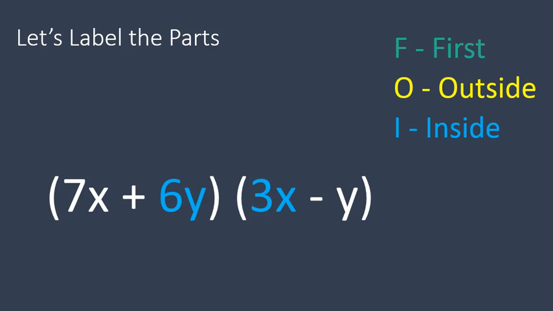To contrast that, we've got the insides. The insides are 6y and 3x. Notice they're on the far inside of this entire multiplication question. So you would next multiply them.